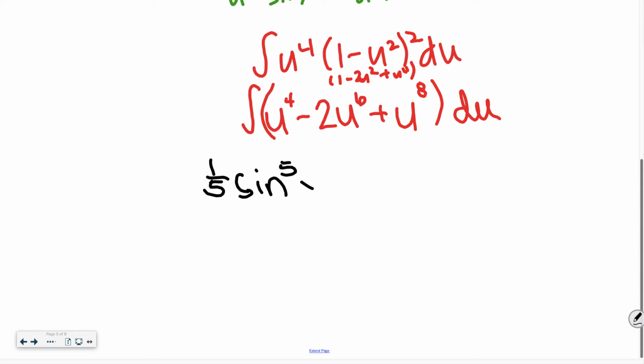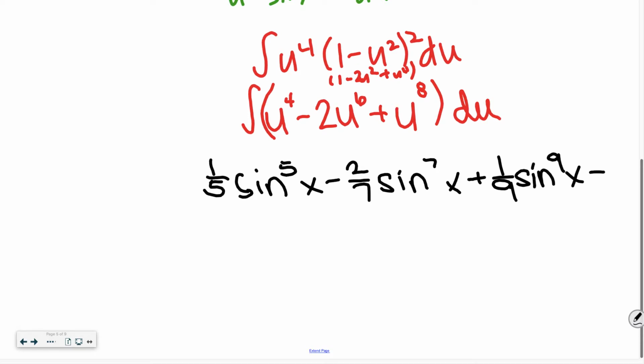All right, so we have 1/5 sine to the 5th x minus 2/7 sine to the 7th x plus 1/9 sine to the 9th x. Are you okay with me just going to there? Would you ever believe that the integral of sine to the 4th x times cosine to the 5th x would be that? No.